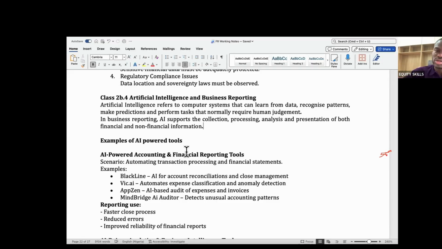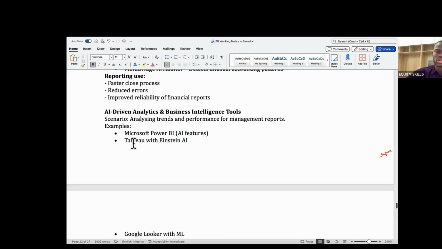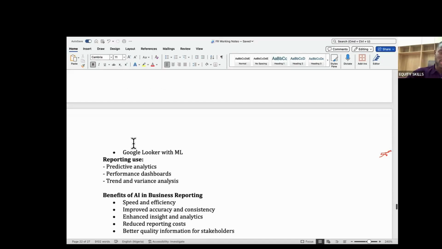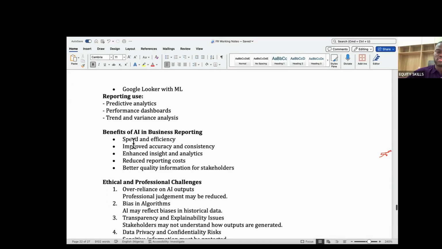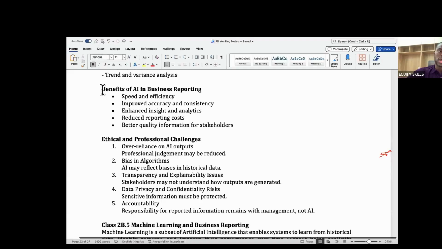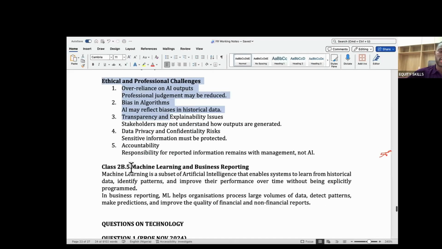Which is why we are talking about this, which is why you find ICAN asking you about it every diet. We need to be sure that you understand the fact that AI is real, it is out there to make your work very fast. And I gave examples of some tools and all of that. Most of the tools I mentioned earlier on, AI is already embedded in them. So I gave some benefits and some ethical challenges I need you to learn.